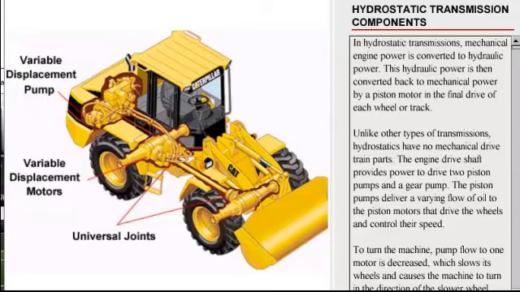The engine drive shaft provides power to drive two piston pumps and a gear pump. The piston pumps deliver a varying flow of oil to the piston motors that drive the wheels and control their speed. To turn the machine, pump flow to one motor is decreased, which slows its wheels and causes the machine to turn in the direction of the slower wheel. These pumps and motors are bidirectional to allow travel in both directions. The gear pump supplies oil needed to operate the system and dissipate heat.